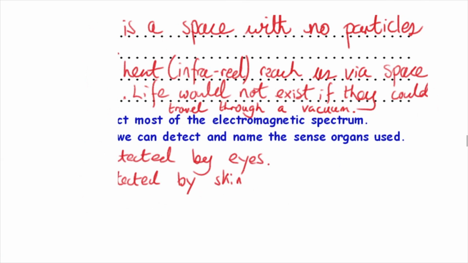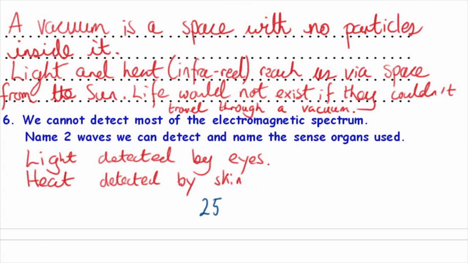Question 6, finally, we cannot detect most of the electromagnetic spectrum. Name 2 waves we can detect and name the sense organs used. Light detected by eyes, heat, and again, that's infrared. I'll add that in. Often spelled incorrectly. Infrared.